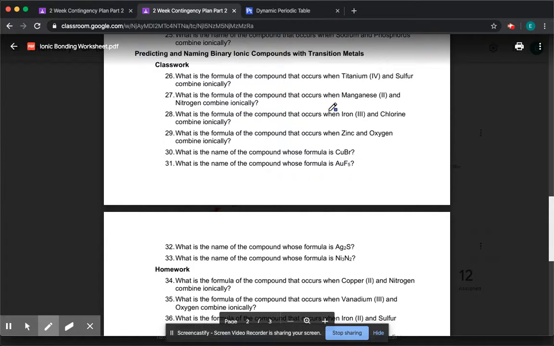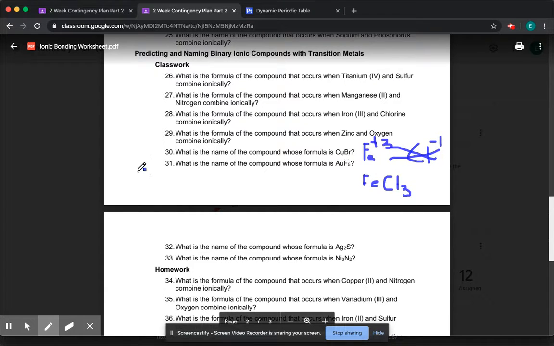So 28, iron 3 chlorine. That's what we're combining, iron 3 and chlorine. If we have iron 3, the 3 tells me the charge. This is Fe +3. Chlorine is a halogen. All the halogens are going to be -1. If you do the cross method, you get 1 on the iron and you get 3 on the chlorine, and you end up with FeCl3. And I believe that one was also in the slides.